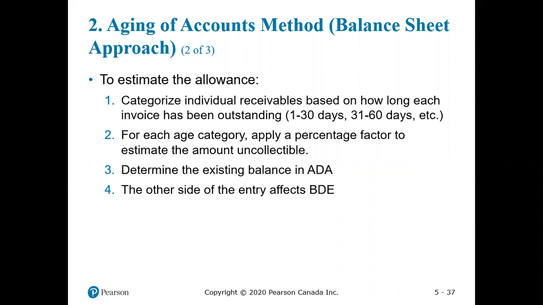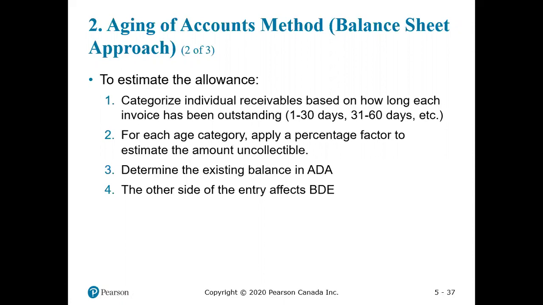For each aging category, you would then apply a percentage factor to estimate what amount is uncollectible. Then you would figure out what's the actual existing balance in allowance for doubtful accounts already, and then adjust allowance for doubtful accounts to get up to what your total uncollectible estimate is. And the other side of the entry affects bad debt expense.